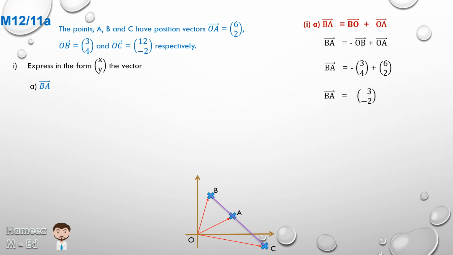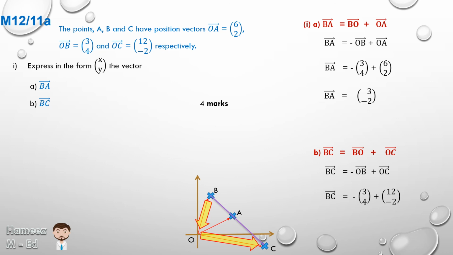Now part B, expressed in the form BC. So how do we go from B to C? Well, from B to C, we can go from B to O, and then from O to C. And we do similar substitutions. BC is equal to minus OB plus OC. BC is equal to minus (3, 4) plus (12, -2), which we were given above in the question. And we can work it out.